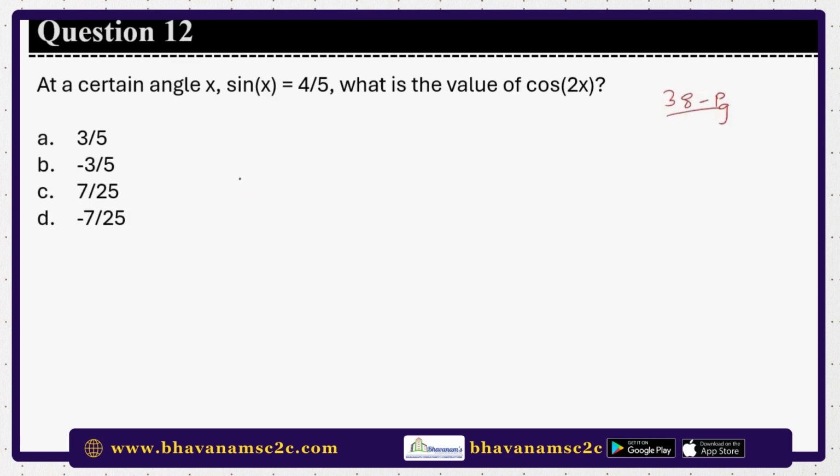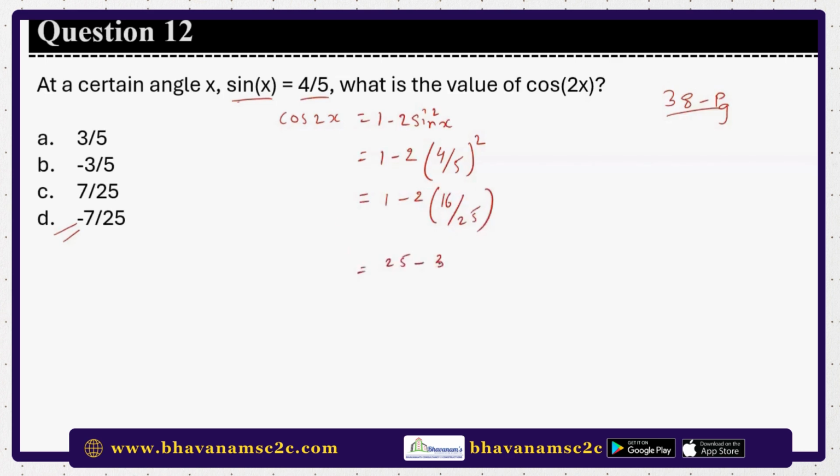Now, cos 2x equals, let us take the formula 1 minus 2 sin square x. Why? Because they gave us the value of sin x as 4 by 5. Now, we have to substitute 1 minus 2 into 16 by 25. That will be 25 minus 2 16s are 32, divided by 25, which is equal to minus 7 by 25. Cos 2x equals minus 7 by 25. You got it. Okay. Easy. Very easy.